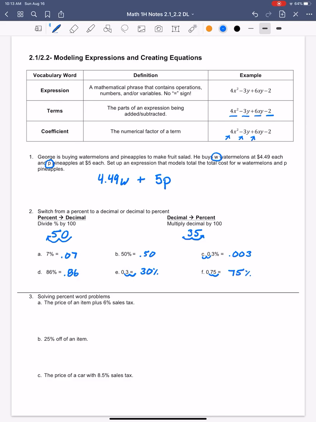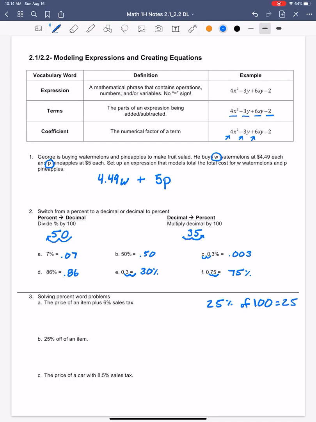Okay. All right, so that's going to lead us into the next part, which is solving percent word problems. It says the price of an item plus 6% sales tax of that item. All right, so we have to kind of think of this in a different way. If I asked you what 25% of 100 was, right? A lot of us would know this already. 25% of 100, right? A lot of us would know that 25% of 100 should give me 25.